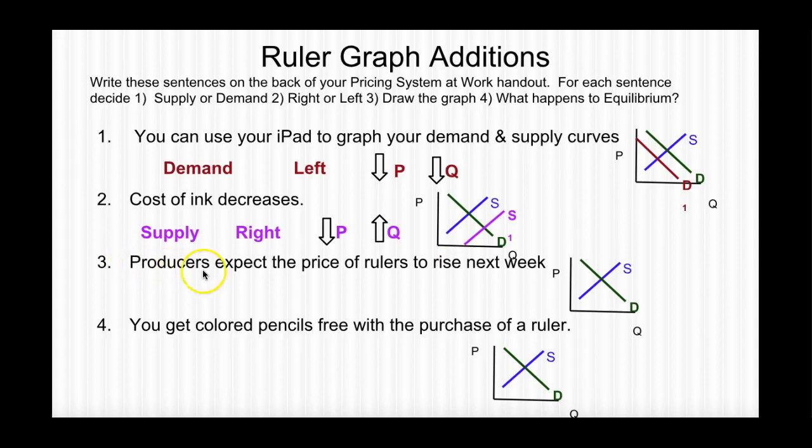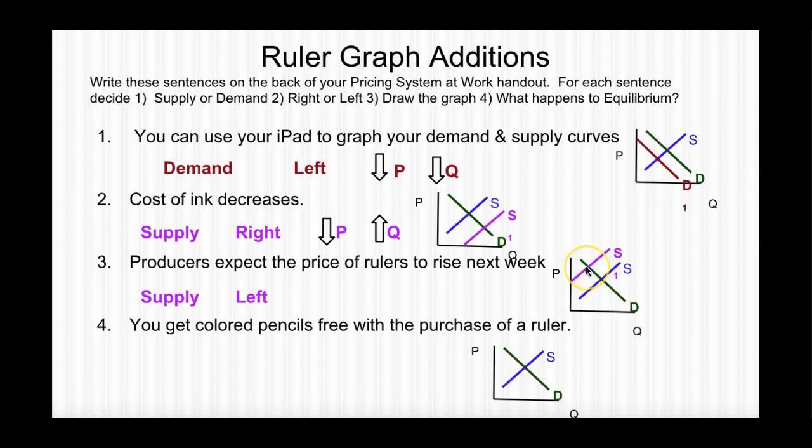Because it says producers, that's telling me this is supply. And if producers are expecting the price of rulers to go up next week, when do they want to sell, now or next week? Next week. So they're not going to produce a whole lot now. So this is going to be a left shift. Supply, left shift. And then we're going to draw what happens to the graph.